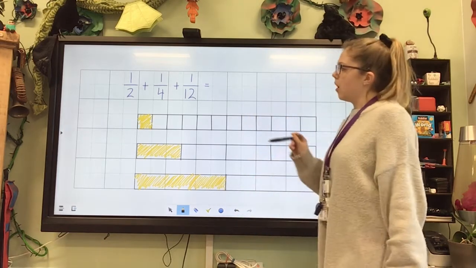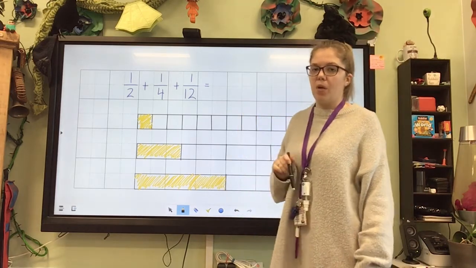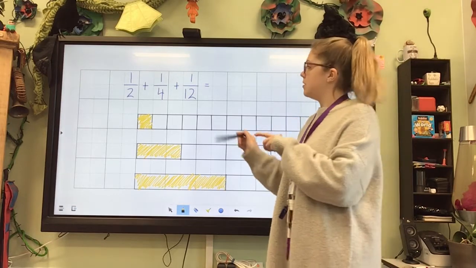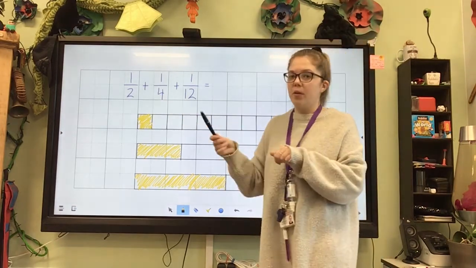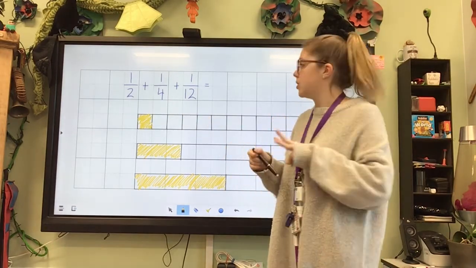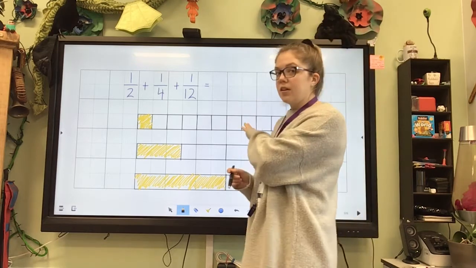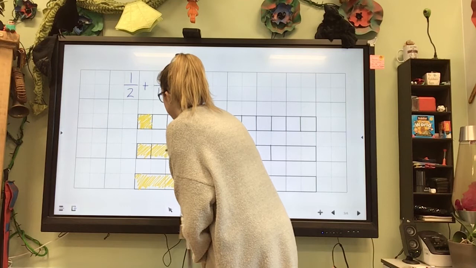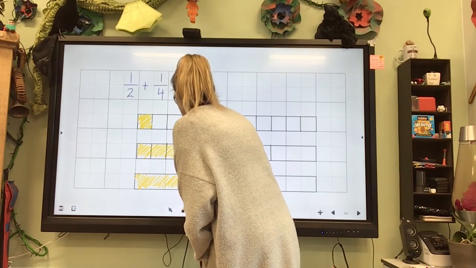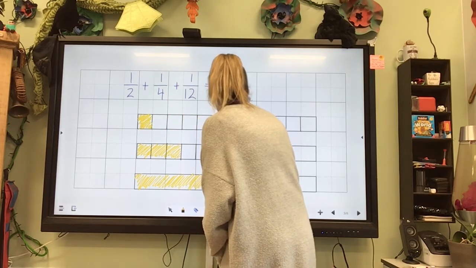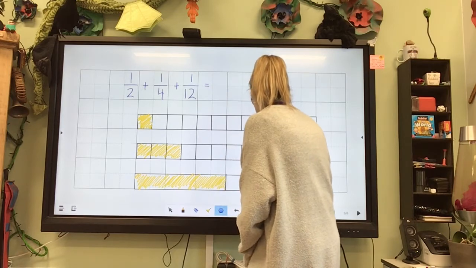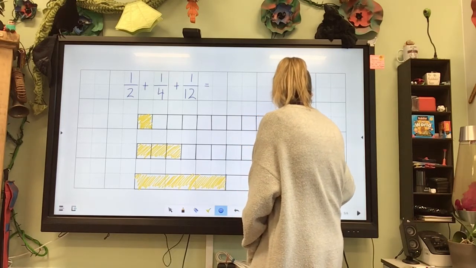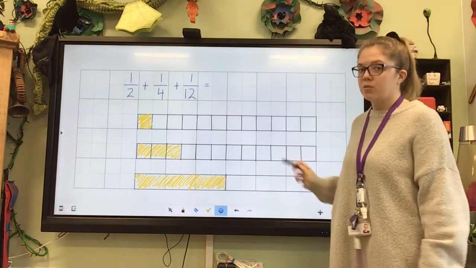Right, so those are my 3 fractions represented on my bar model. But we did say that 12 is a common denominator for all 3 of those fractions. So 1/12 is already in 12ths, so we don't have to do anything to it. To convert these fractions all into 12ths, I'm going to split my second bar into 12ths as well. So now that has 12 pieces.